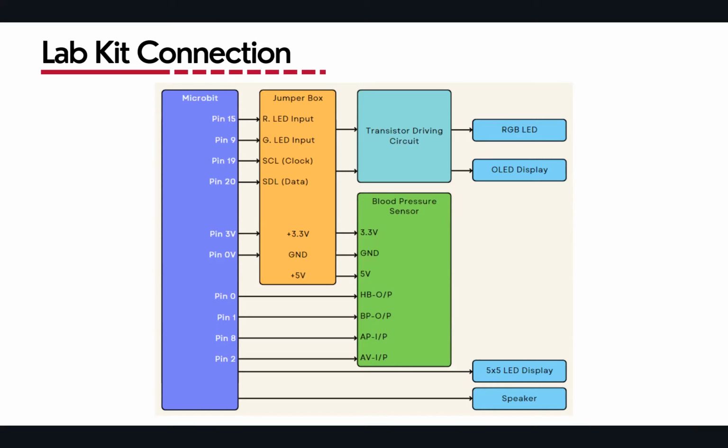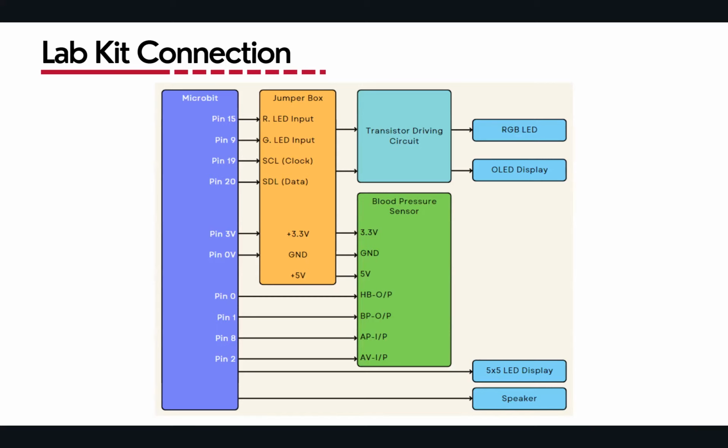And the blood pressure sensor is placed in the lab kit, technically in the breadboard. The 3.3 volt pin in the blood pressure sensor is connected to the plus 3.3 volt in the jumper box, and the ground pin is connected to the GND in the jumper box, and the 5 volt is connected to the plus 5 volt in the jumper box.